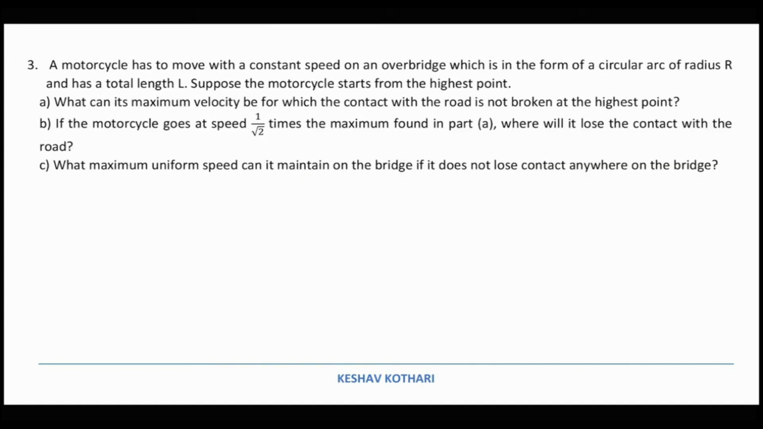A motorcycle has to move with a constant speed on an overbridge, which is in the form of a circular arc of radius r and has a total length L. Suppose the motorcycle starts from the highest point. What can its maximum velocity be for which the contact with the ground is not broken at the highest point?